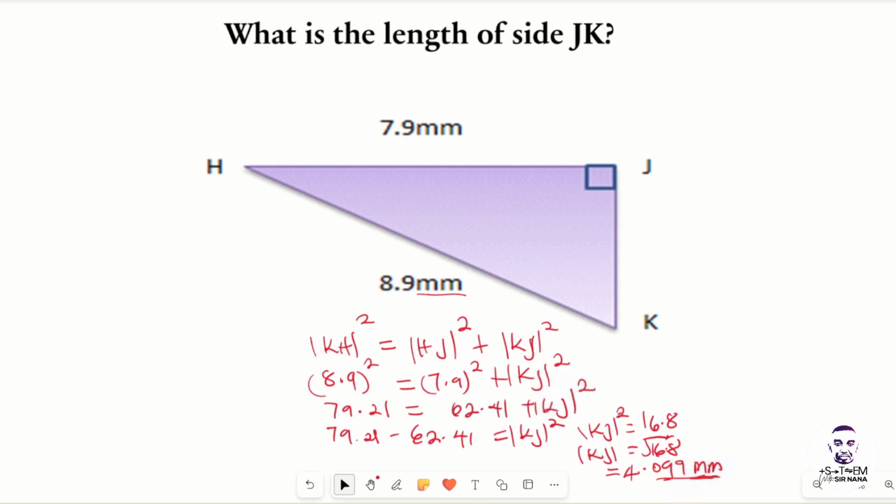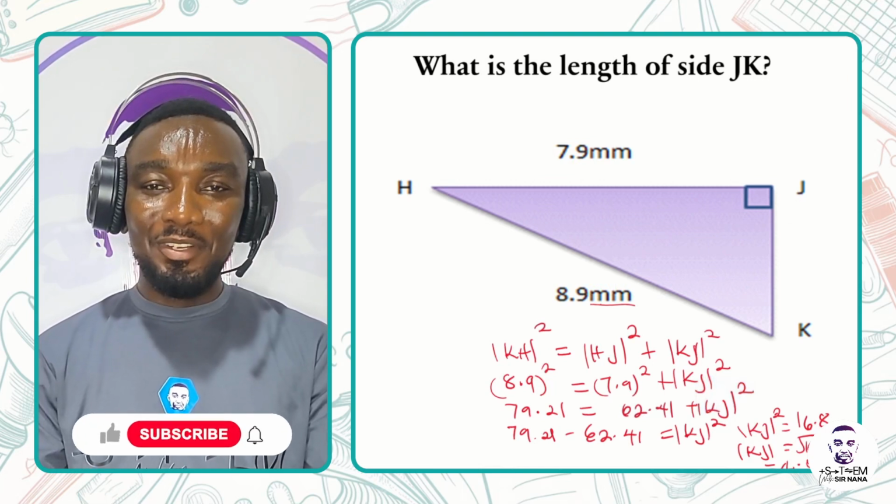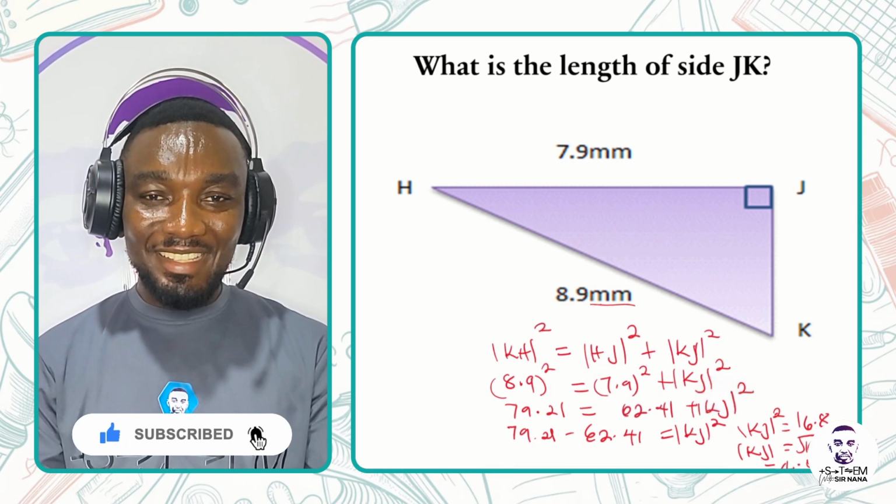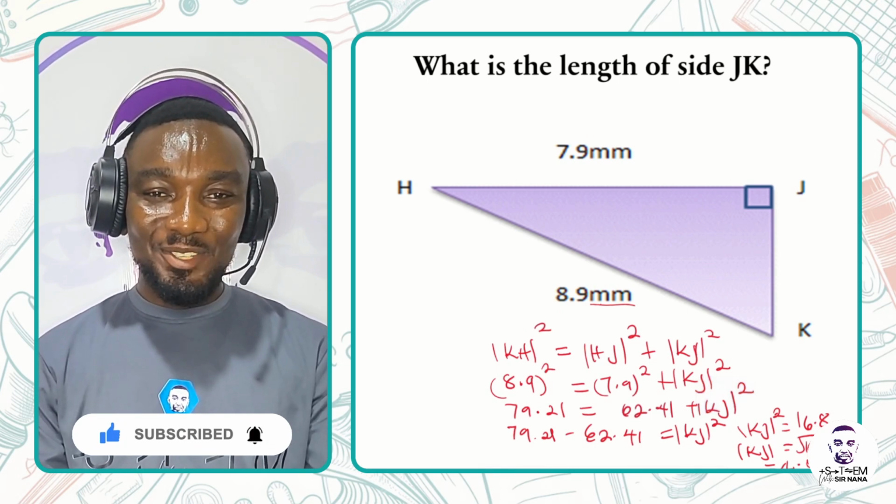So in this lesson, we have basically considered some questions where we found the sides of a right angle triangle based on the Pythagorean theorem.